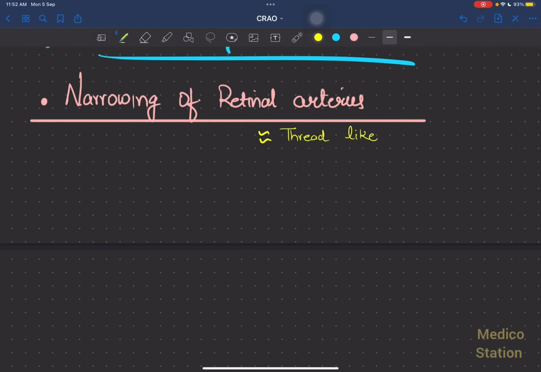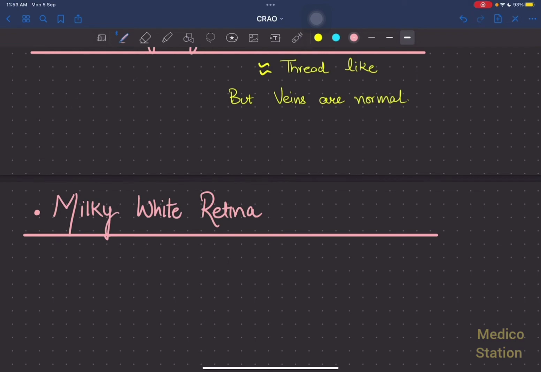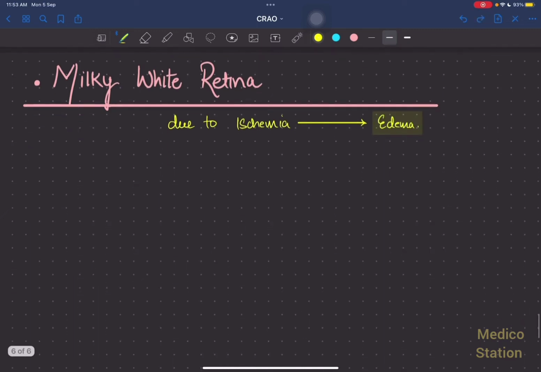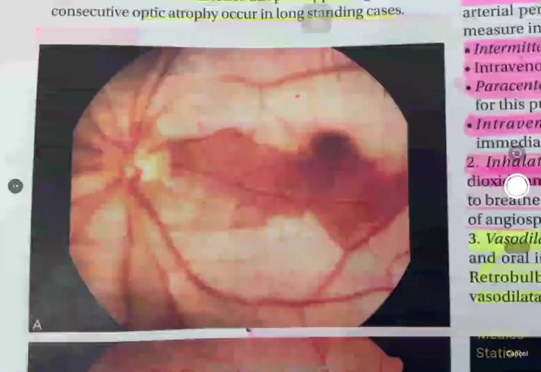The arteries appear thread-like, whereas veins are normal. Another sign to look for is milky white retina. This is due to the ischemia, which causes edema. The edema makes the retina look white. Note that if the patient has a cilioretinal artery, which can be present along with the central retinal artery, the macula remains normal because of the supply of the cilioretinal artery at the macula.